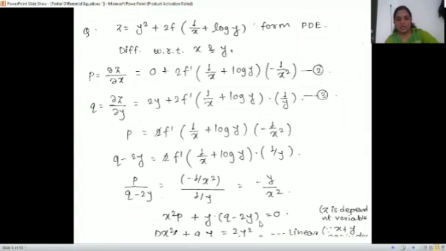And which is a different partial differential equation of the form x square p plus yq is equal to 2y square. That is of the form Pp plus Qq equal to R, where R, P, Q all are the functions of x, y, z. So this is the linear PDE.